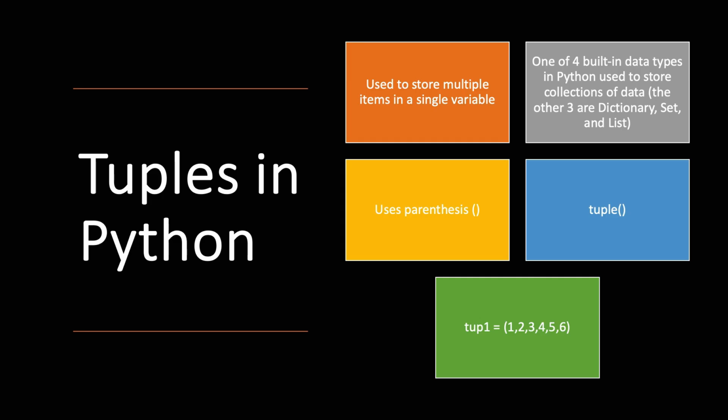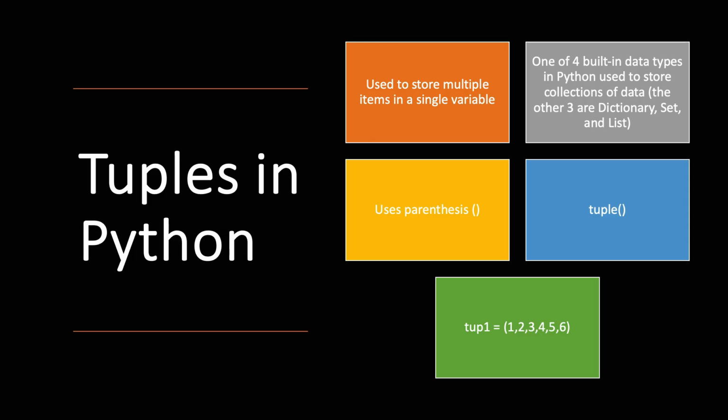Alright, so by now I hope you have understood the concept of a collection, which is to store multiple items in a single variable. We saw this with lists and dictionaries. And now tuples is also one of the built-in data types in Python that is used to store collections of data. And if you remember, lists use square brackets, dictionaries use braces or squiggly brackets, and now tuples use just a good old-fashioned parentheses. And in this example here, I created a tuple which holds integers from 1 to 6, and assigned it a name of tup1. But how do I know this is a tuple? Well, because it's a collection of items, and they are surrounded by parentheses.